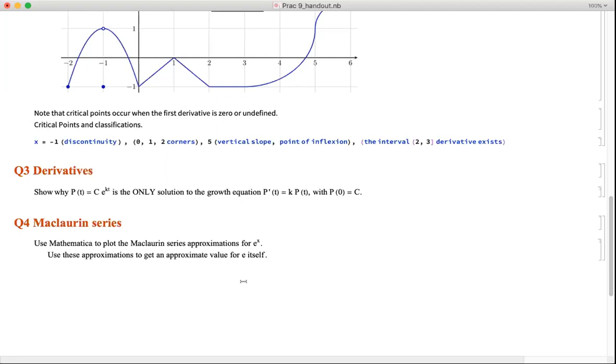Yep, yes, the derivative is 0. So the line at that interval is a critical point, all those points between 2 and 3. Is that clear? All right, question 3, I'll give you a hint. How would you show that P(t) is the only solution?